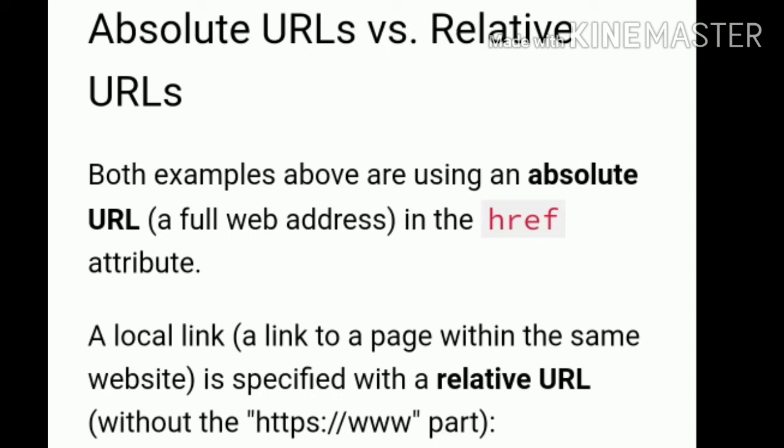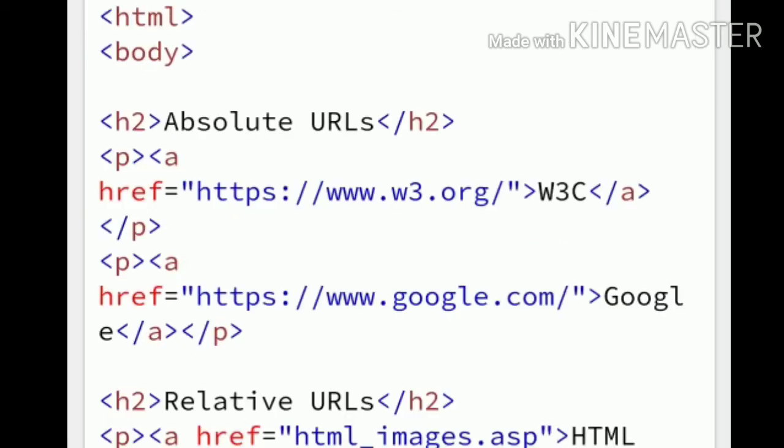Similarly, open another p tag, that is a paragraph tag, and open a href equal to within a double quotation https://www.google.com, double quotation, Google, /a, /p. You can use another program, where you are using absolute URLs.